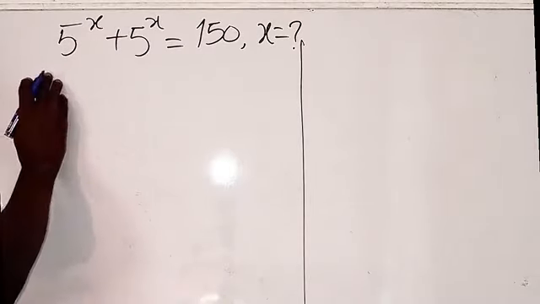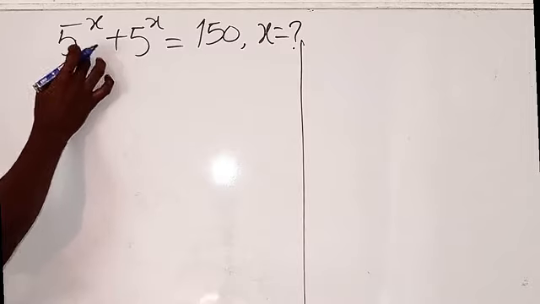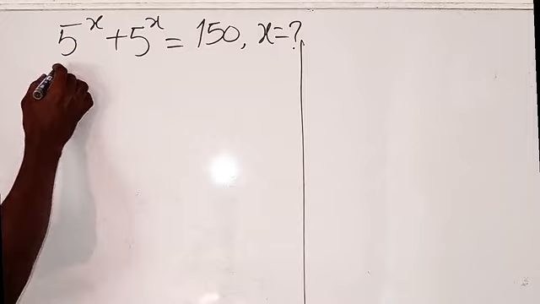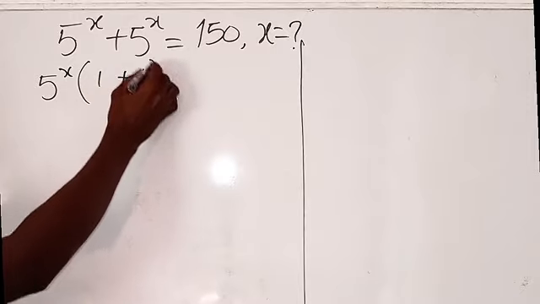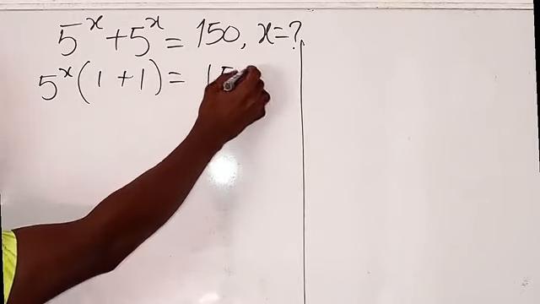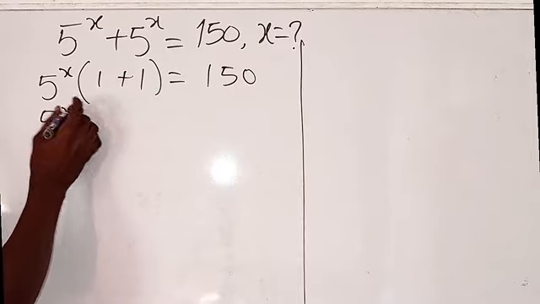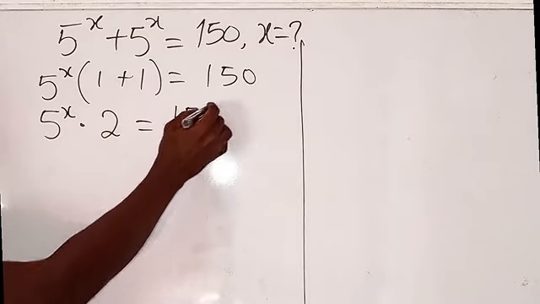So now from here, I'm having the left hand side to be the same. We have 5 to the power of x plus 5 to the power of x. It means that if we factorize 5 to the power of x out, this is going to be 1 plus 1, then equals 150. Right, so from here we have 5 to the power of x, 1 plus 1 will give us 2. We have 2 equals 150.